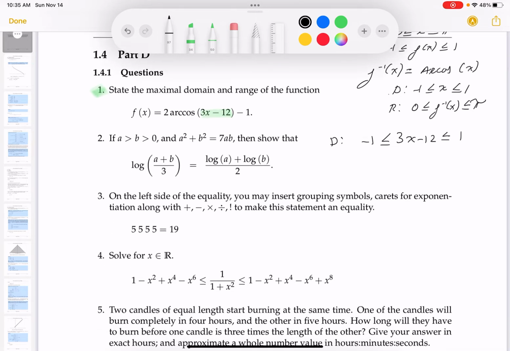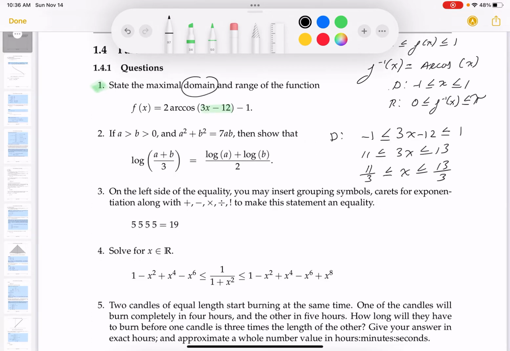I'd add 12 to all sides. You would get 11. You get 13. And then I divide by 3. You get 11 thirds, x, and 13 thirds. And this is the domain. So the domain of this problem, in interval notation, is between 11 thirds and 13 thirds. We'll check the key later.